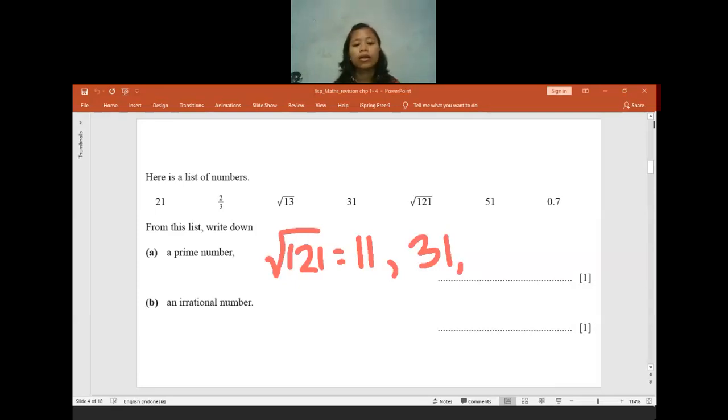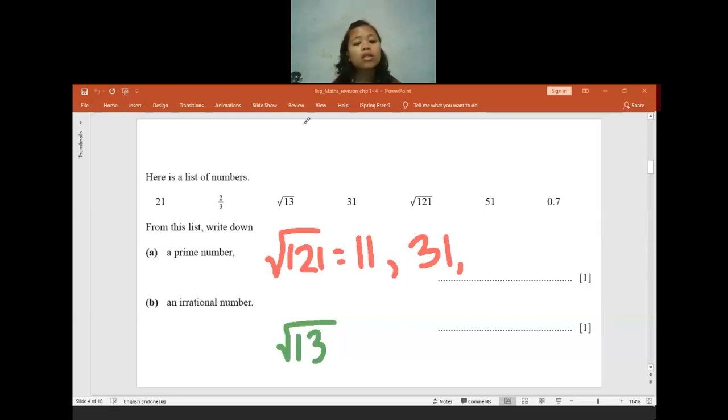Okay. Is there anyone confused, or maybe I talk too fast still? No? Okay. Let us continue to question B. Which number is irrational? Square root of 13. Okay. Is there any other number in this list, other than square root of 13, that is an irrational number? No? Okay. Is there anyone confused?